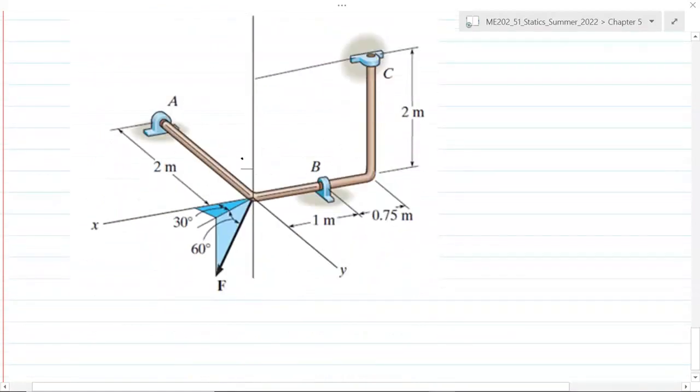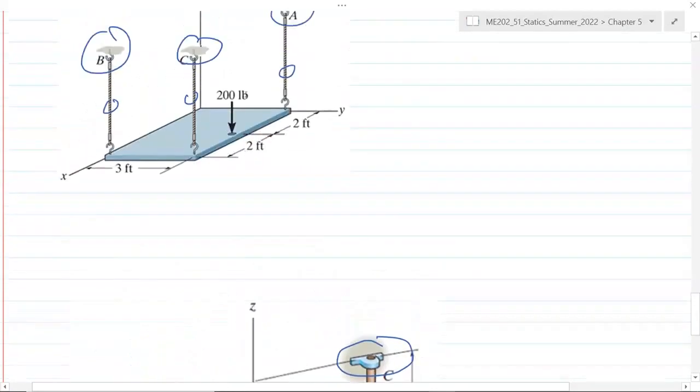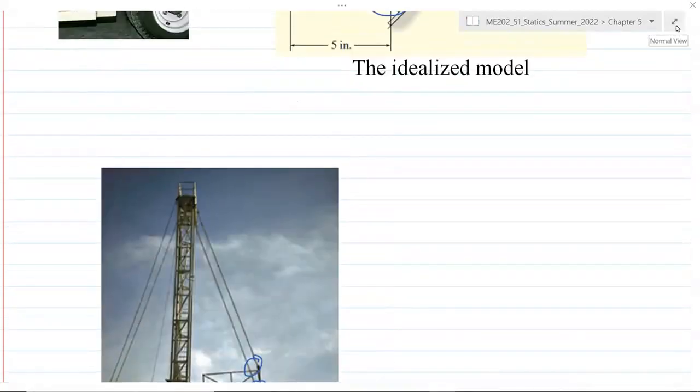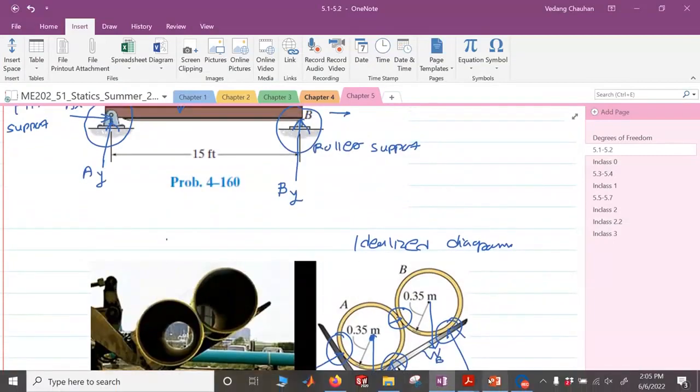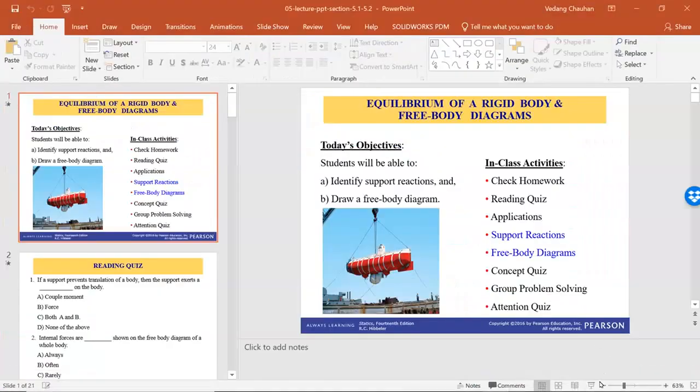It's another 3D example for the pipe assembly where it's being supported by bearings. So bearing B, bearing C, and bearing A are three different supports. For this part of the video, we just focus on identifying the different types of supports. So now we can go back and look at the presentation.